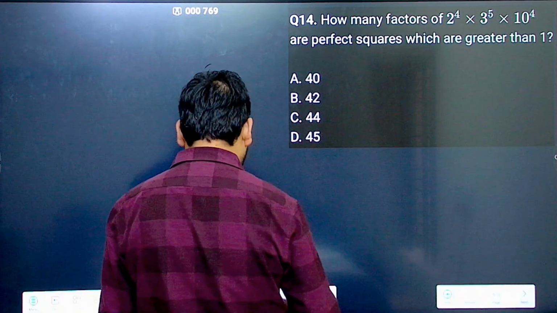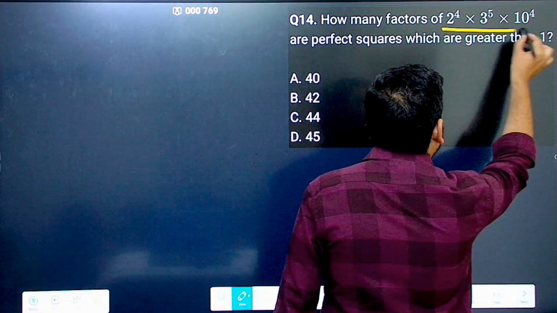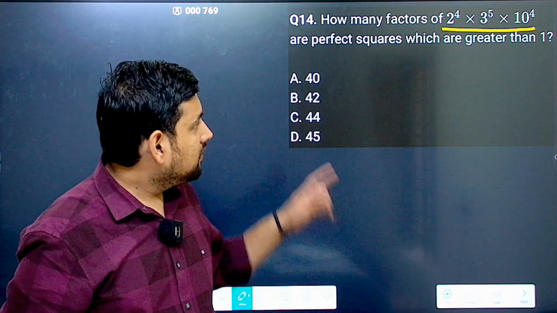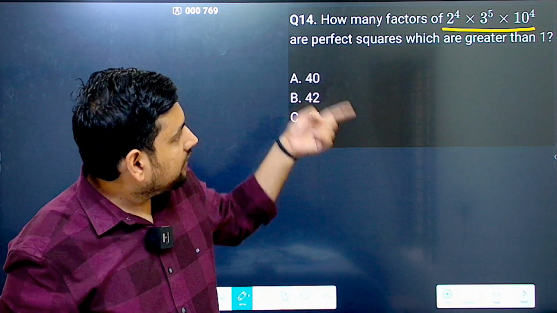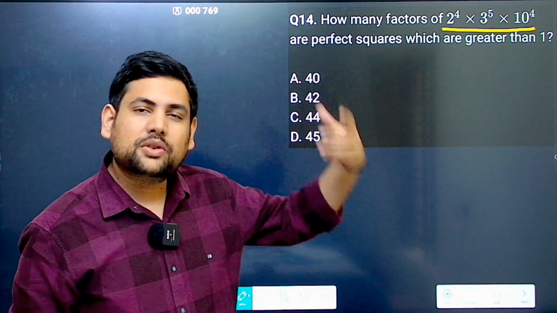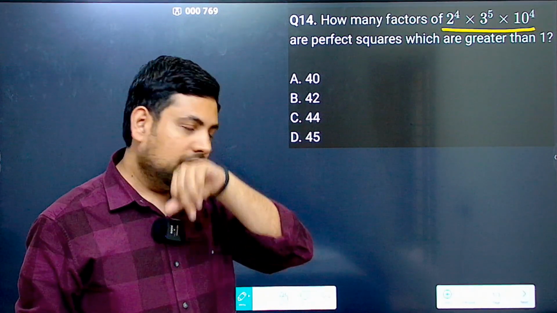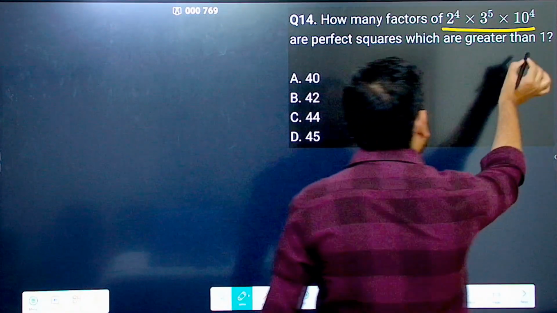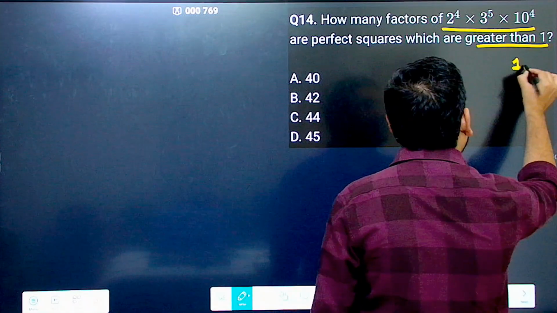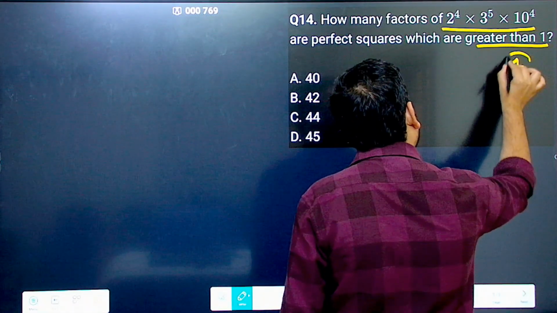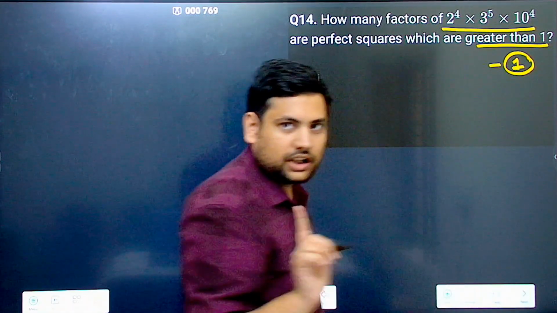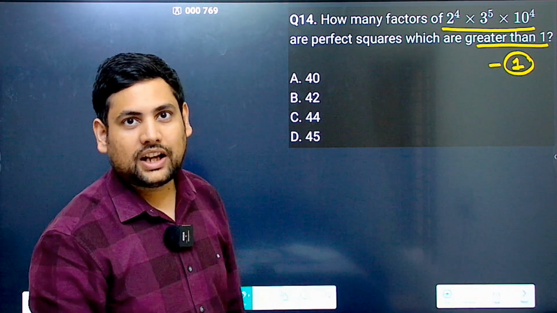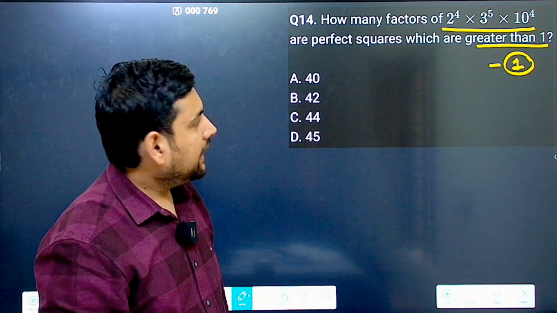So what you have to do here is basically work out how many factors you can get out of this. Remember, 4 plus 1, then into 5 plus 1, into 4 plus 1, whatever the powers were, that we used to do, correct? Now here it is asking about perfect squares, but it says greater than 1. So 1 is also a perfect square. That means eventually I have to remove this one, and that will decide my answer. Otherwise I can go wrong, correct?